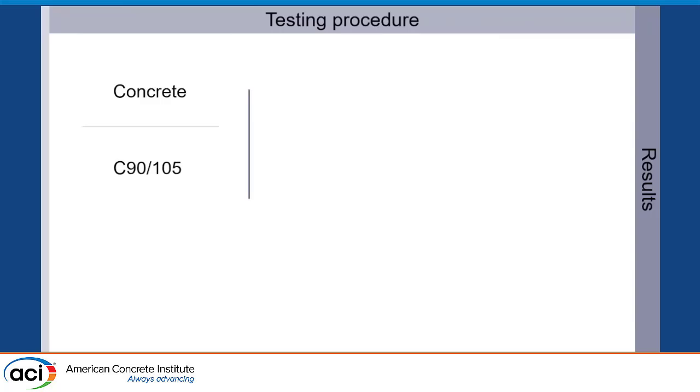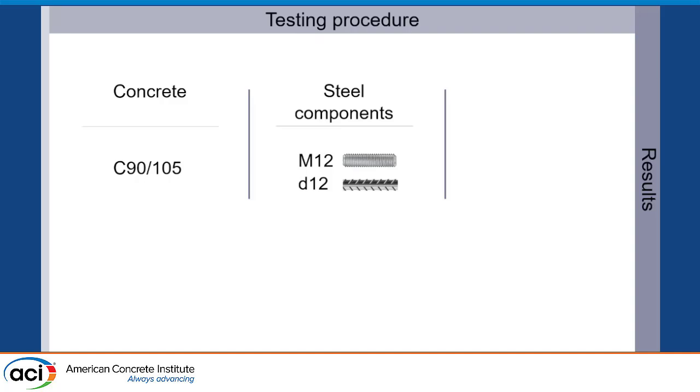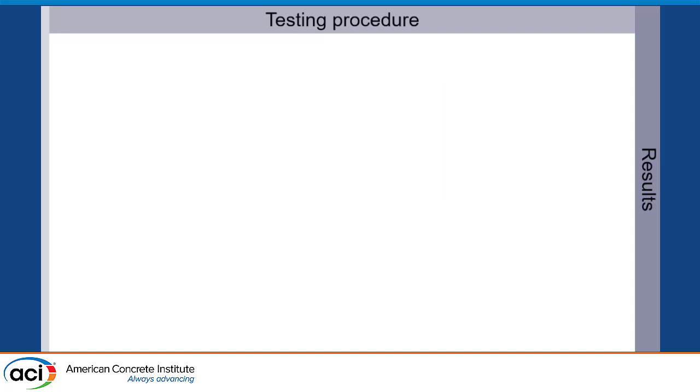Starting with the testing procedure and the parameters which were observed. First of all, the tests were performed in high-strength concrete, C90-105, with a compressive strength of 85 to 115 megapascal. 2 different steel components were used in the test, M12 threaded rods and D12 reinforcing bars. And only one adhesive anchor was used, an epoxy resin with a hardening time of approximately 24 hours. However, all the tests were performed later, up to 1 week later.